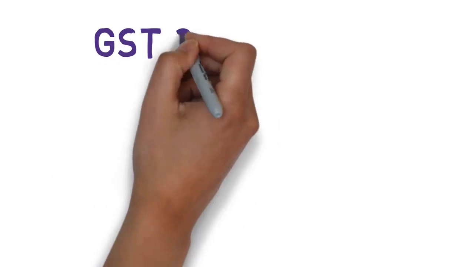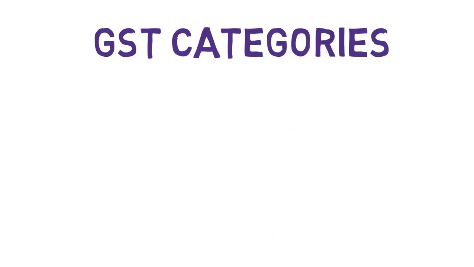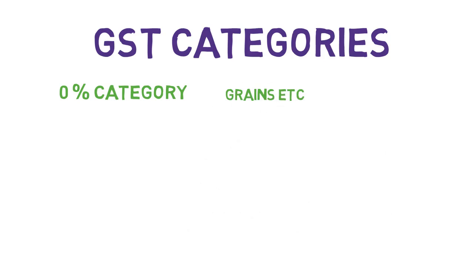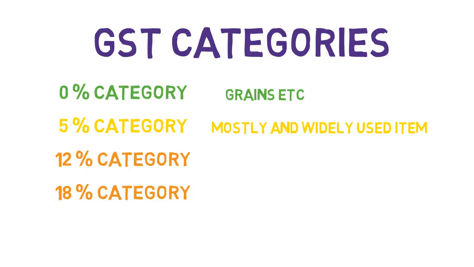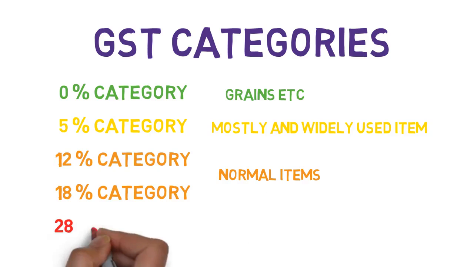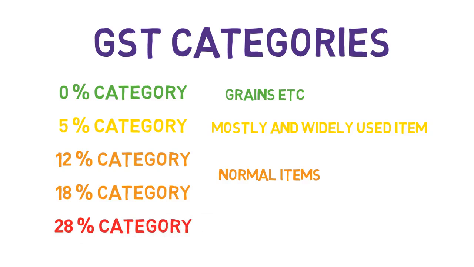We will also have 5 categories in GST in India. A 0% category, which will apply on food grains and so on. A 5% category, which will apply to mostly and widely used items. 12 and 18% categories, which will apply to items which are normally used. And a 28% category, which will apply on luxurious items.